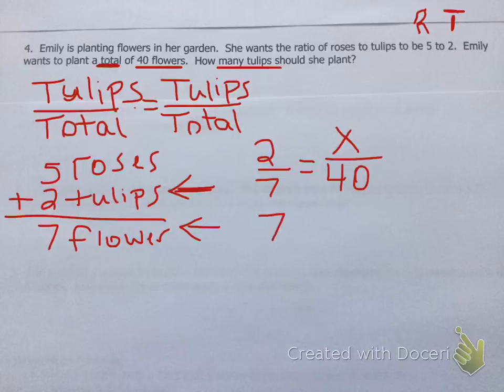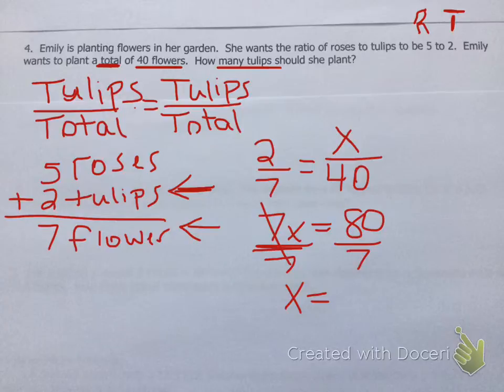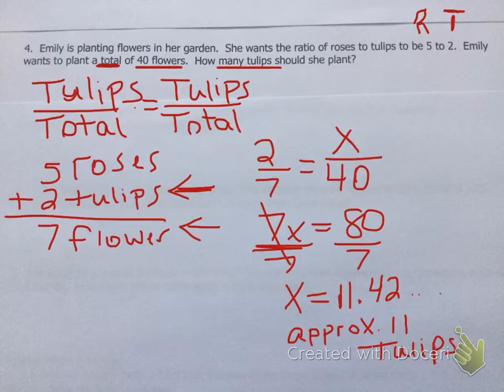Cross products property, 7 times x is 7x. 40 times 2 is 80. Divide by 7 on both sides. And you get 80 divided by 7, which is 11 point, again, a non-terminating decimal, 42, blah, blah, blah. We're going to round to the nearest whole number because you're not going to plant 0.42 of a flower. So we're going to round that to approximately 11 tulips. And there's your answer.